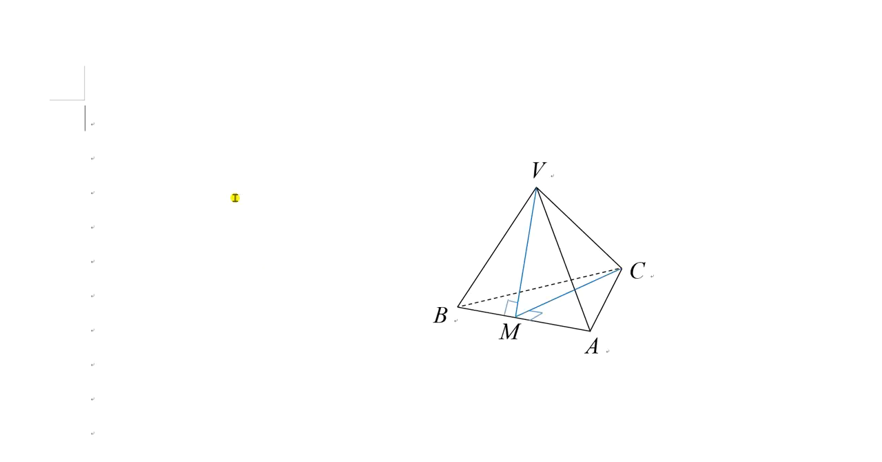In part C, you need to find the angle between the face VAB and the face ABC. So the common line, that means the intersecting line, will be AB. And for each face, you draw a line perpendicular to AB. So that is VM and CM. And the required angle is angle VMC. And the problem is, how do we find VM? That's easy. You can use Pythagoras theorem to find VM.